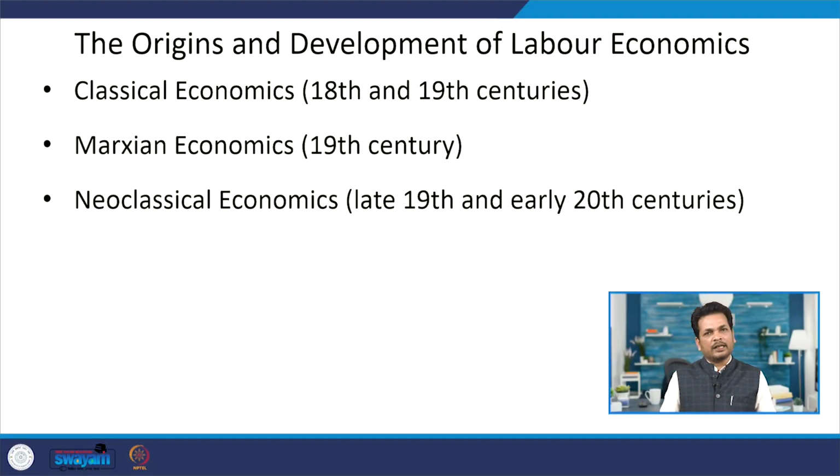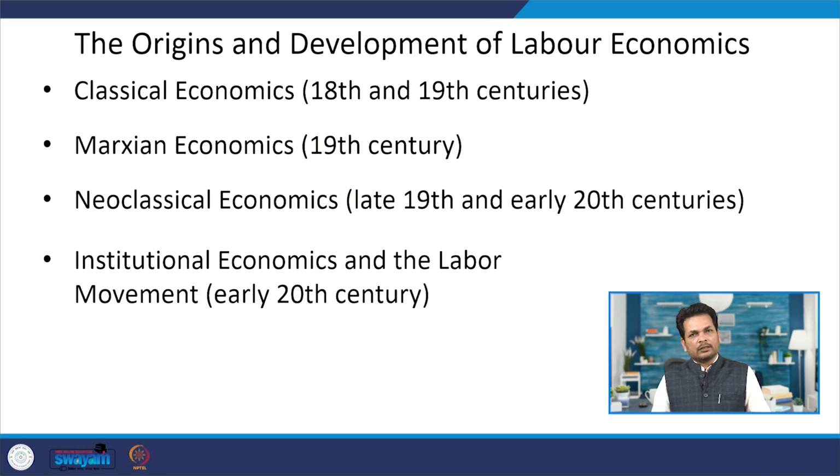Further, in the late 19th and early 20th century, we saw the evolution of neoclassical economics, like Alfred Marshall. Marshall's Principles of Economics in 1890 contributed to the development of neoclassical economics. Neoclassical economists focused on individual utility maximization behavior and the role of supply and demand in determining wage and employment.